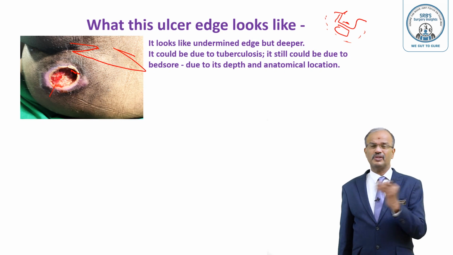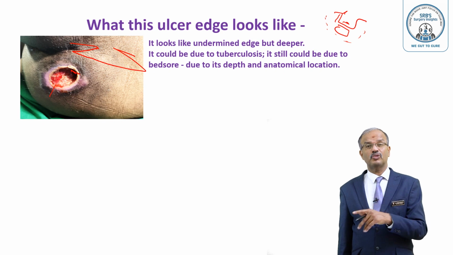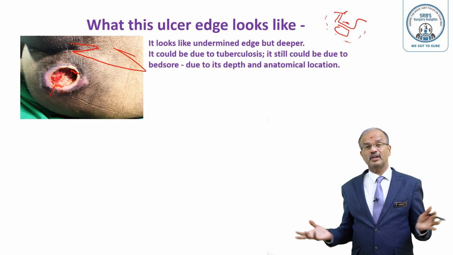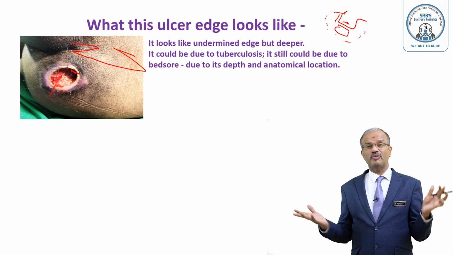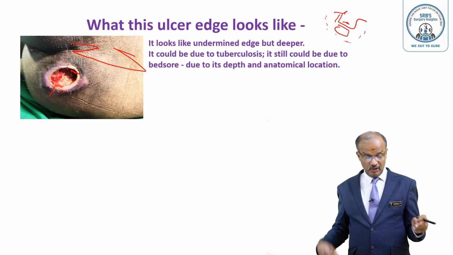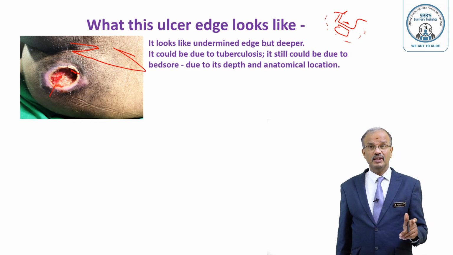So the causes for tuberculosis: lymph node. Through the lymph node an ulcer can occur. Spine tuberculosis, especially the T10 vertebra, the spine is commonly involved by tuberculosis. Spine tuberculosis can cause cold abscess and undermined ulcer. And pulmonary tuberculosis can eventually cause an ulcer somewhere else in the skin or in the lymph node. So different tuberculosis primary foci can cause an ulcer eventually.